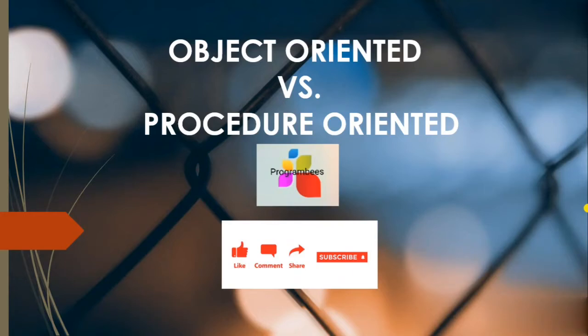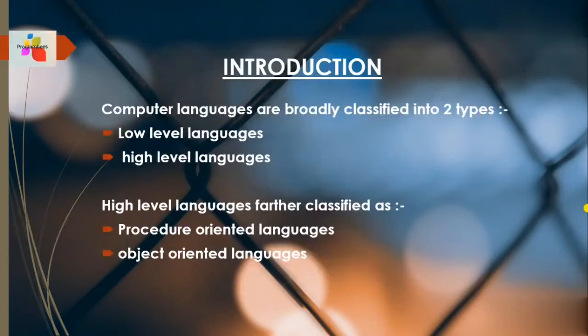The video is on object-oriented versus procedure-oriented programming language. Basically, computer languages are of two types, that is lower level language and higher level language. Lower level languages are machine level language and assembly level language. Higher level languages are further classified in two categories, that is procedure oriented language and object oriented language. Both the procedure oriented and object oriented language have their own way of expression and working strategies, with some advantages and also with some disadvantages.